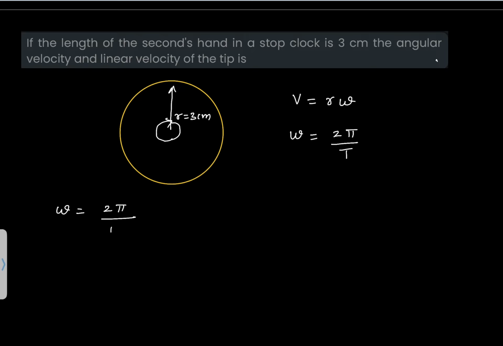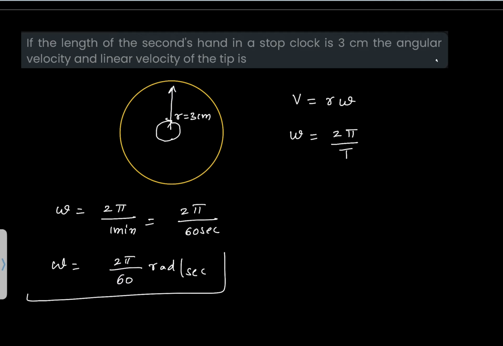So 1 minute. So 2 pi, and 1 minute means 60 seconds. So finally my omega value will be 2 pi by 60 radians per second. If you want, you can simplify this also to pi by 30, and so on. I'm just leaving it as it is, omega equals 2 pi by 60.